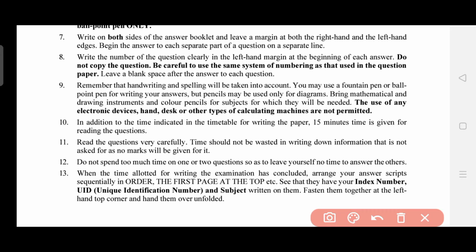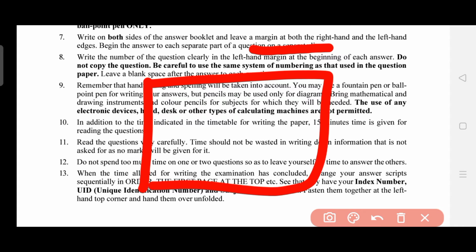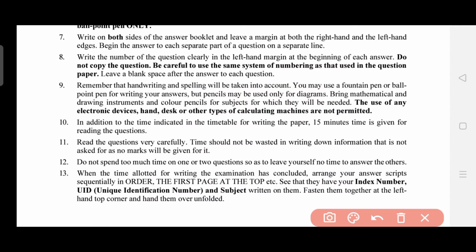Write on both sides of the answer booklet and leave a margin at both right hand and left hand on the edges, means whatever is the page, kindly leave some gap here and here and try to write it here. Okay, it is trying to say that. And be careful to use the same system of numbering.